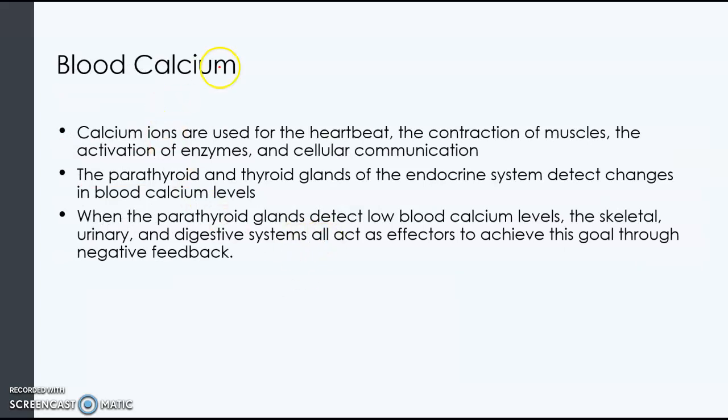Here's an example of negative feedback, which is a process that helps our body maintain homeostasis. And this is an example of regulating the level of calcium ions in the blood. So this process is one example of negative feedback. Okay, so we're regulating calcium ions in the blood.